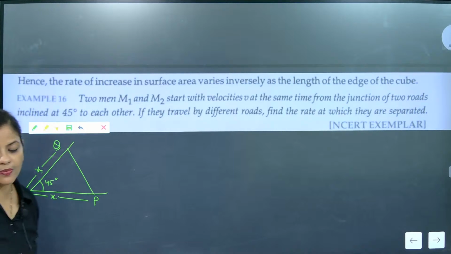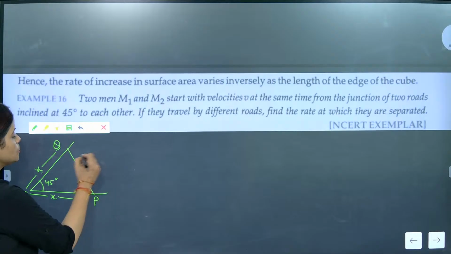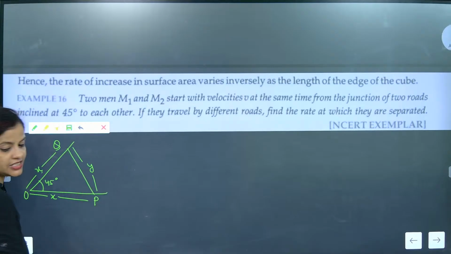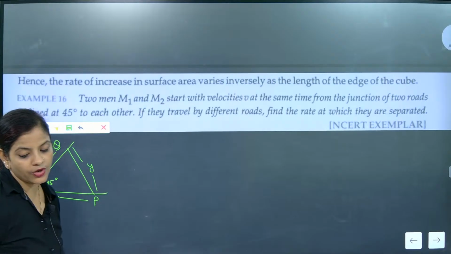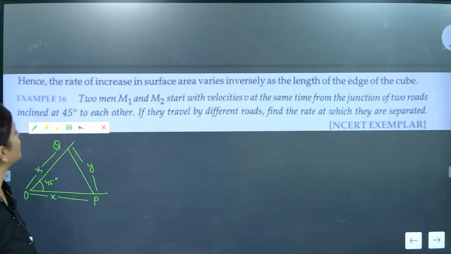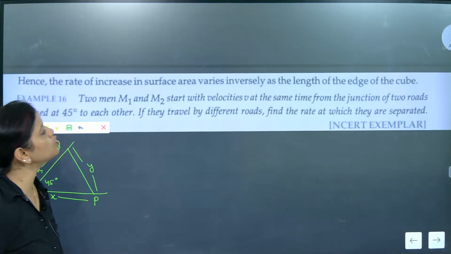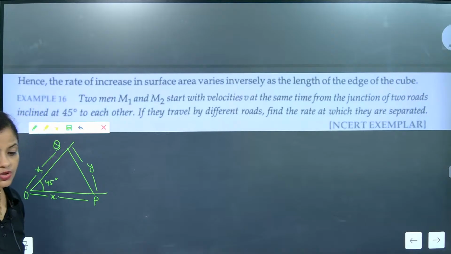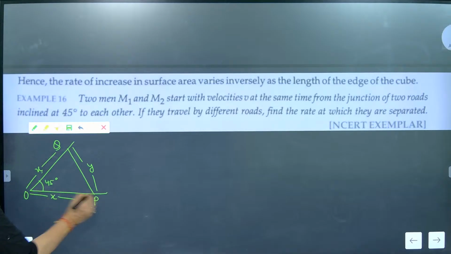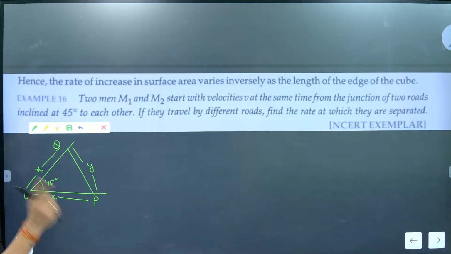Because of the 45 degree angle, let us consider PQ as y. Now we are going to solve. Two men m1 and m2 start with velocity v, so their velocity is the same. With the same velocity, definitely with time t, they will cover the same distance. Got it? So their velocity is v.